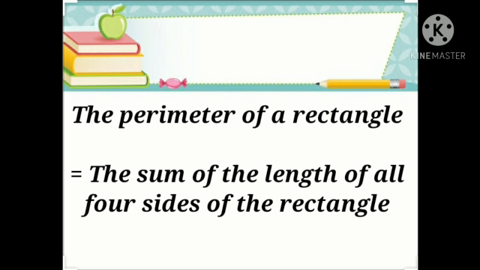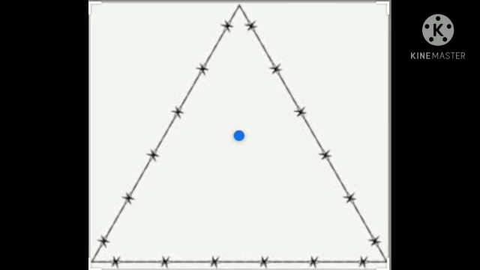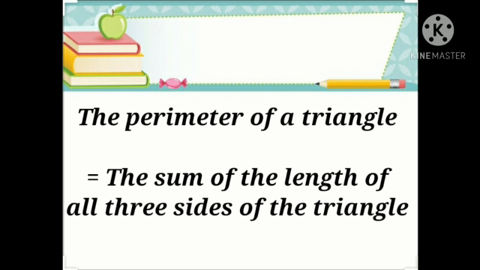Students, moving on to our next example. This is a triangle made up of wire. To find out the length of the wire needed to make it, we will straighten out the wire and measure its length. This length will be the sum of the lengths of all three sides of the triangle. So the formula we will use to find the perimeter of a triangle is the sum of the lengths of all three sides of the triangle.